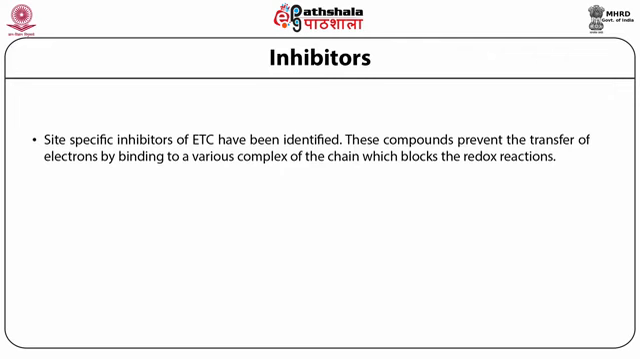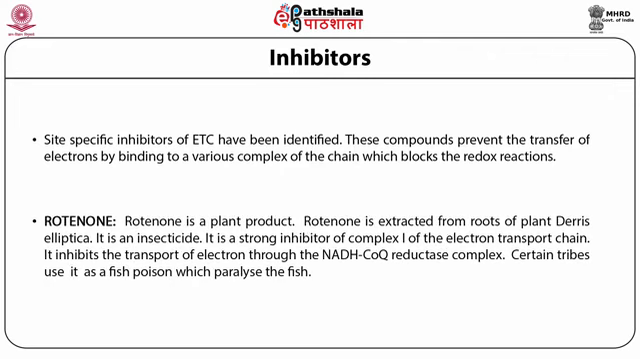Let us first start with rotenone. Rotenone is a plant product. It is extracted from the roots of the plant Derris elliptica. It is an insecticide. It is a strong inhibitor of complex 1 of the electron transport chain. It inhibits the transport of electrons through the NADH coenzyme Q reductase complex.